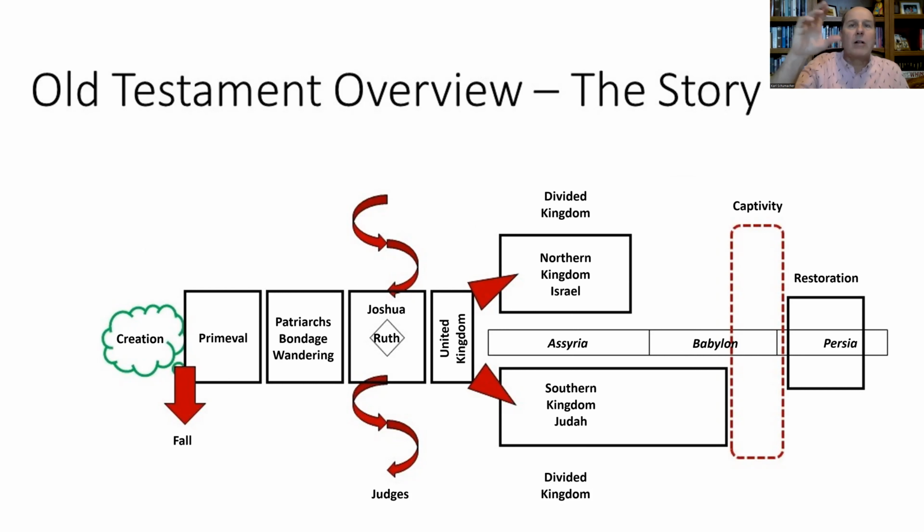So then we go from Saul to David, and then we move finally to David's son, which is Solomon. And Solomon, again, just like his father and Saul, starts out well, but he ends up poorly.